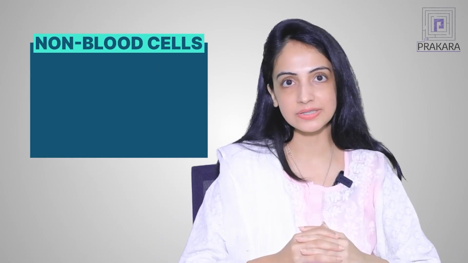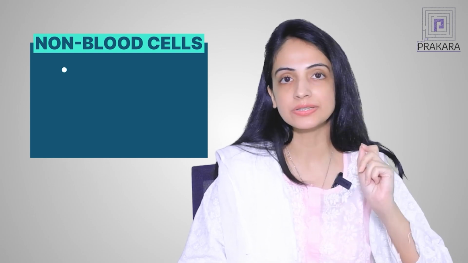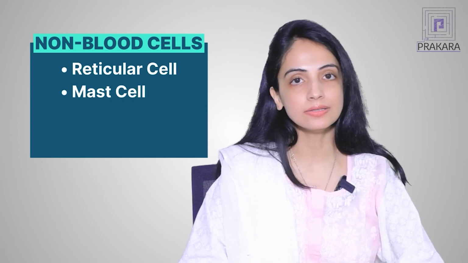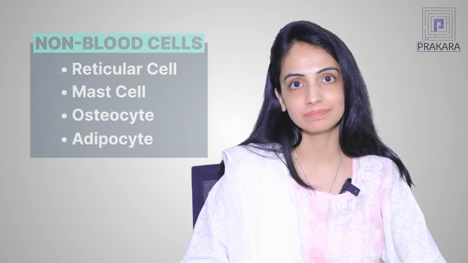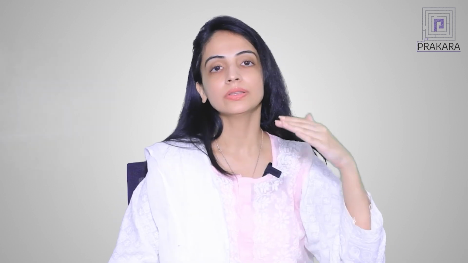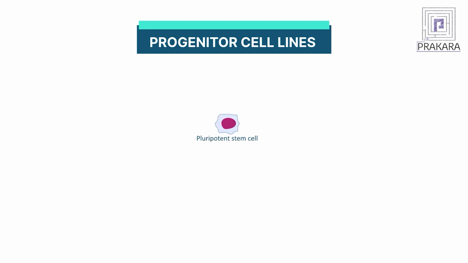In addition to blood cells, the pluripotent stem cell also forms reticular cells, mast cells, osteocytes, and adipocytes. But as we have seen, the stem cell does not directly give rise to the final mature cell. Instead, it forms progenitor cells followed by blast cells. So now in the first stage, the pluripotent stem cell has given rise to the progenitor cells. This can be either myeloid or lymphoid.